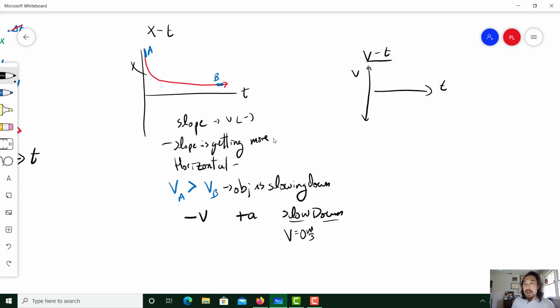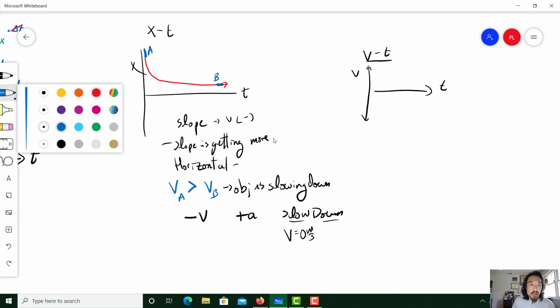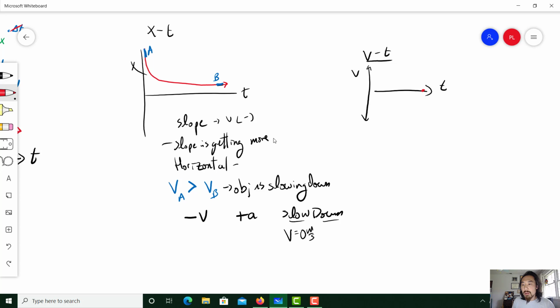And so I'm going to represent that with this red dot here. As time progresses, this object will have slowed down. It's going to come to pretty much a stop. It's going to approach there. We have a negative velocity, so I'm going to start in the negative y region right here, and we know that there is a constant positive acceleration.